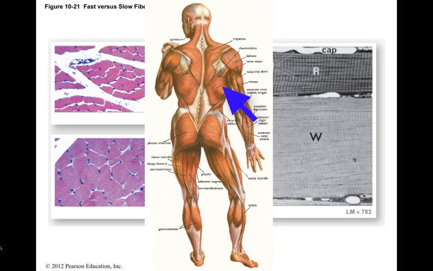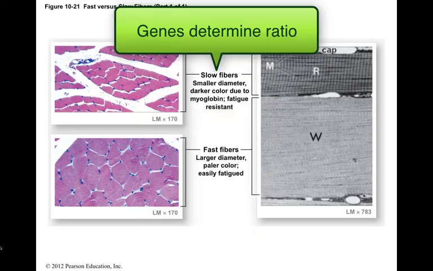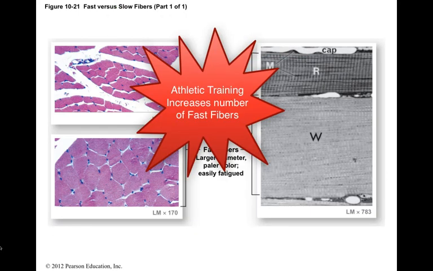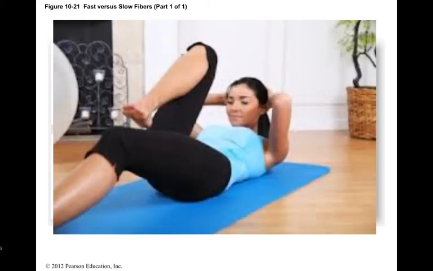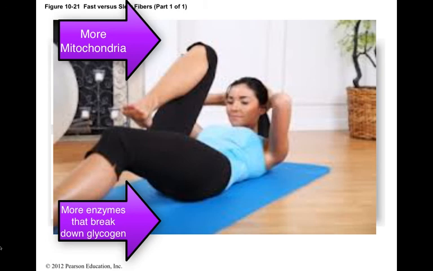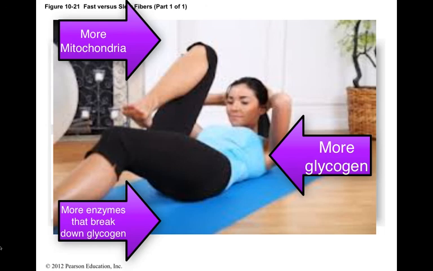Many back and calf muscles are dominated by slow fibers, and these muscles contract almost continuously to help us remain upright. Our genes determine the percentage of fast versus slow fibers in each muscle. Athletic training can also increase the ratio of intermediate fibers to fast fibers. As a result of repeated, extensive stimulation, muscle fibers develop more mitochondria, a higher concentration of glycolytic enzymes, which are enzymes that break down glycogen into glucose, and larger glycogen reserves.